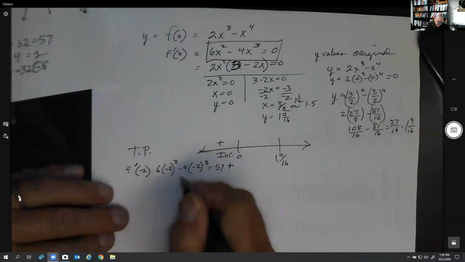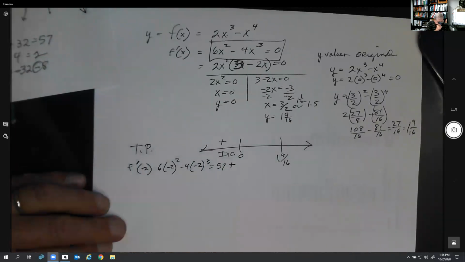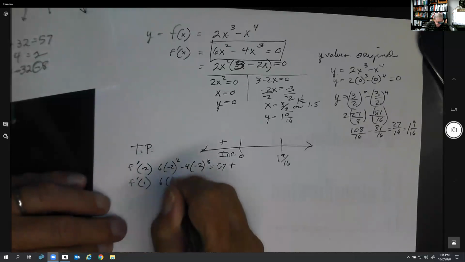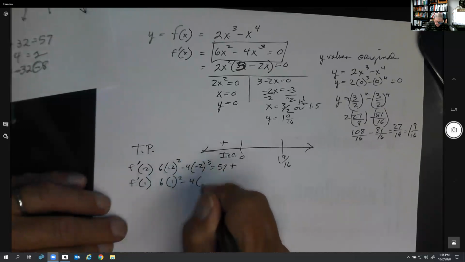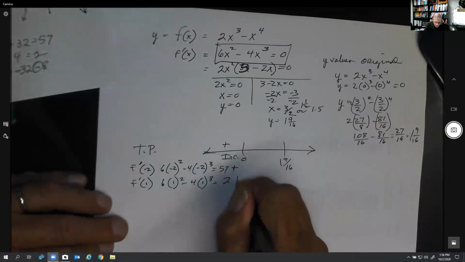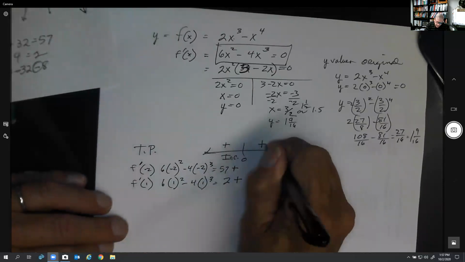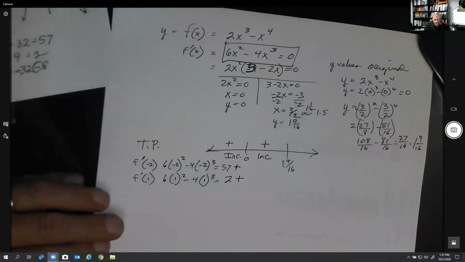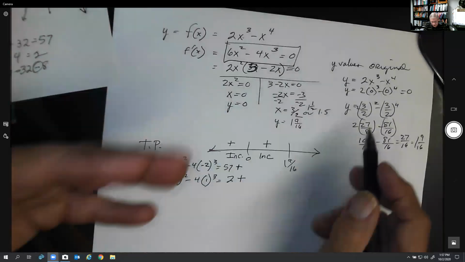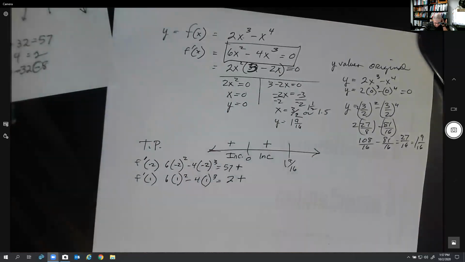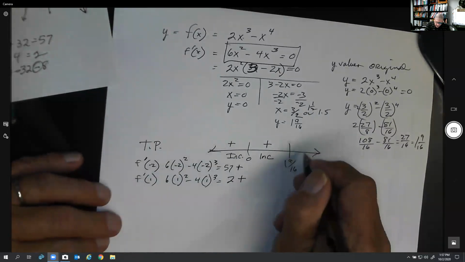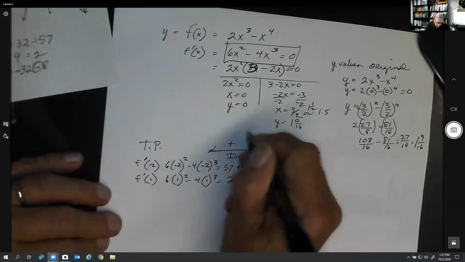Okay, then I picked a number between 0 and 1 9/16. I just picked 1. This one is a little bit easier to work out. I got 6 minus 4. I got a 2, which was also positive. So it's still increasing. And we'll explain what that means in a minute. So you might have thought they go plus, minus, plus, but this one didn't. Kind of interesting.